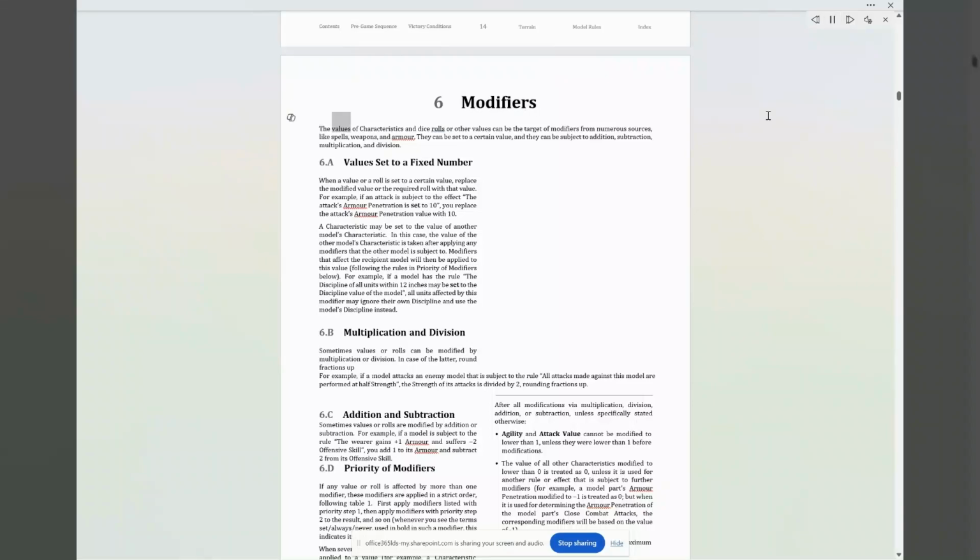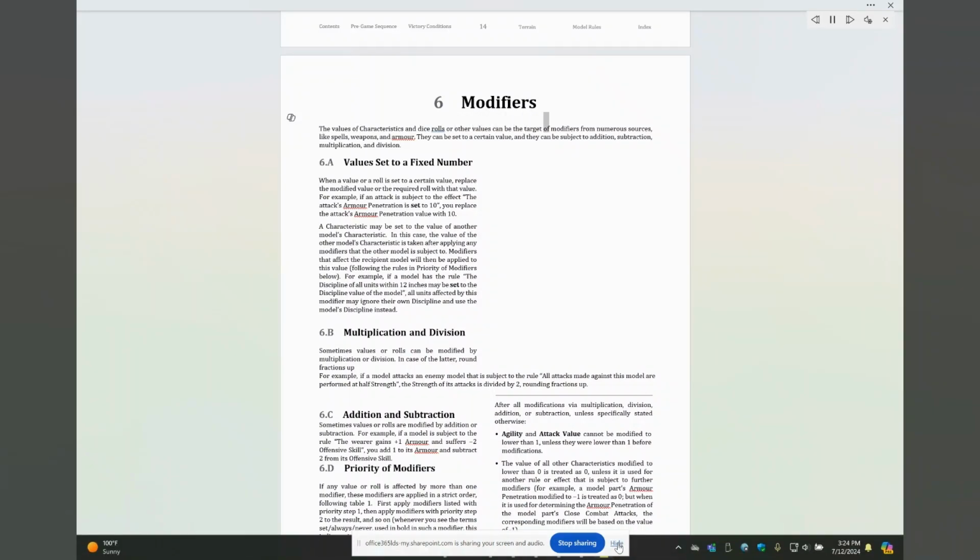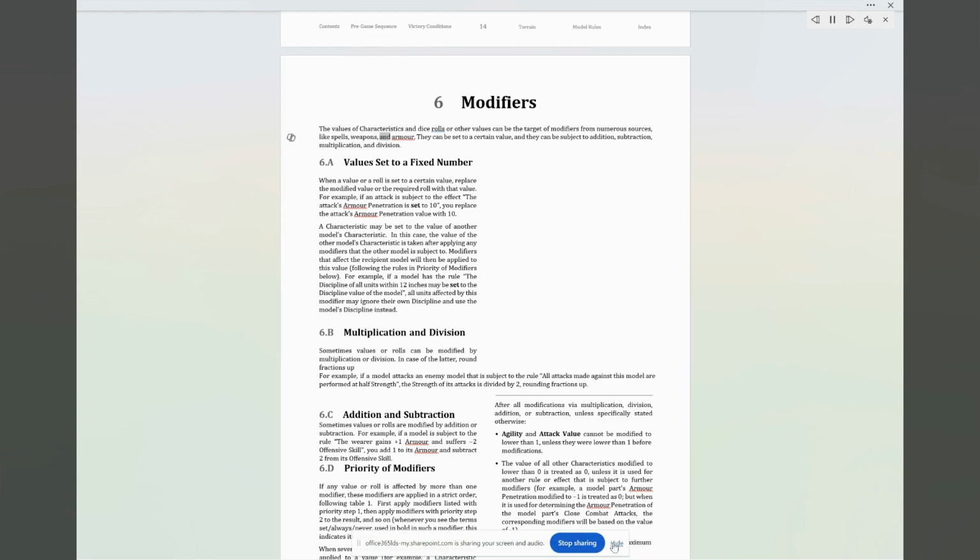Modifiers. The values of characteristics and dice rolls or other values can be the target of modifiers from numerous sources like spells, weapons, and armor. They can be set to a certain value, and they can be subject to addition, subtraction, multiplication, and division.